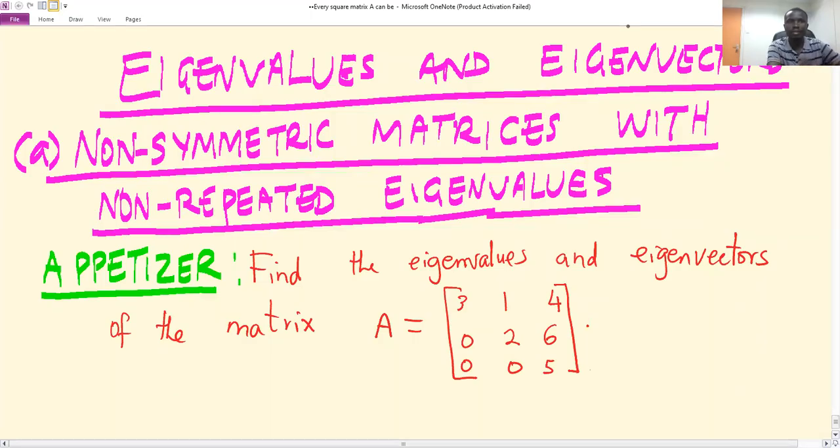Welcome to this session. In this session, we want to get eigenvalues and eigenvectors of a matrix which is non-symmetric, and we'll find out that for this non-symmetric matrix, all the eigenvalues are distinct, and then after getting the eigenvalues, we'll find eigenvectors. So, solution.